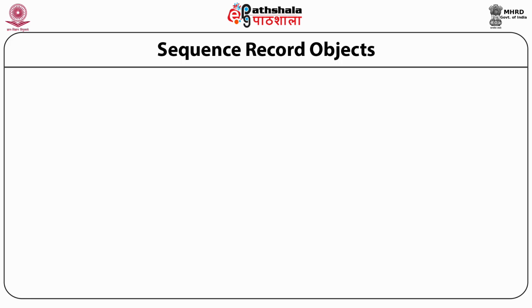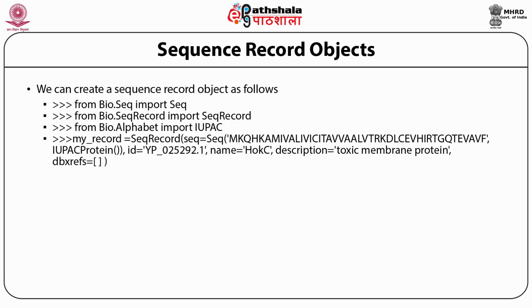In the earlier slide we saw what a SeqRecord object is and what information it contains. In this slide we will see how to create a SeqRecord object and how to display it. We can create a SeqRecord object as follows. As usual, we have to import Seq from Bio.Seq, so I say from Bio.Seq import Seq, and then we have to import SeqRecord, so from Bio.SeqRecord import SeqRecord. Here S and R in SeqRecord are in caps. Python is case sensitive, so it has to be in caps to create the SeqRecord object properly.